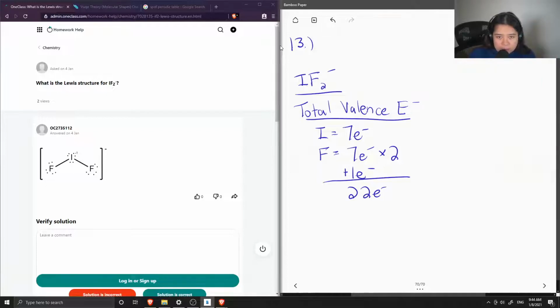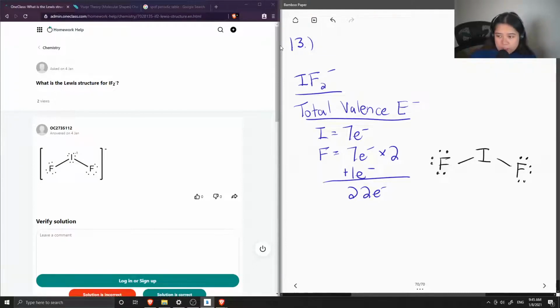So first, I'm going to draw my iodine as my central atom. And then I'm going to draw single bonds to my 2 terminal atoms and add all of fluorine's lone pairs. So at this point, I count out to see how many I've drawn so far.